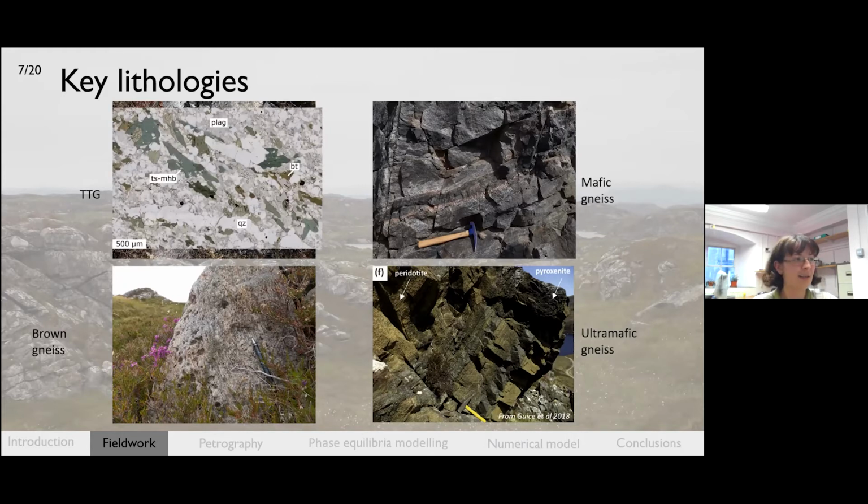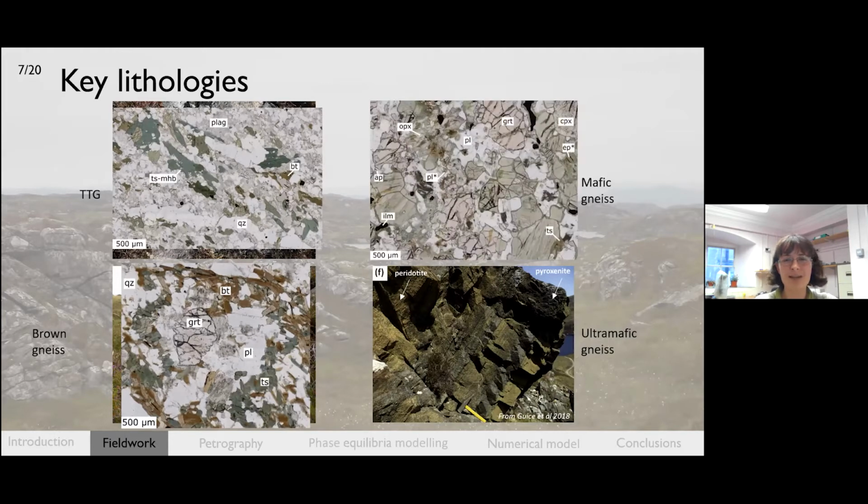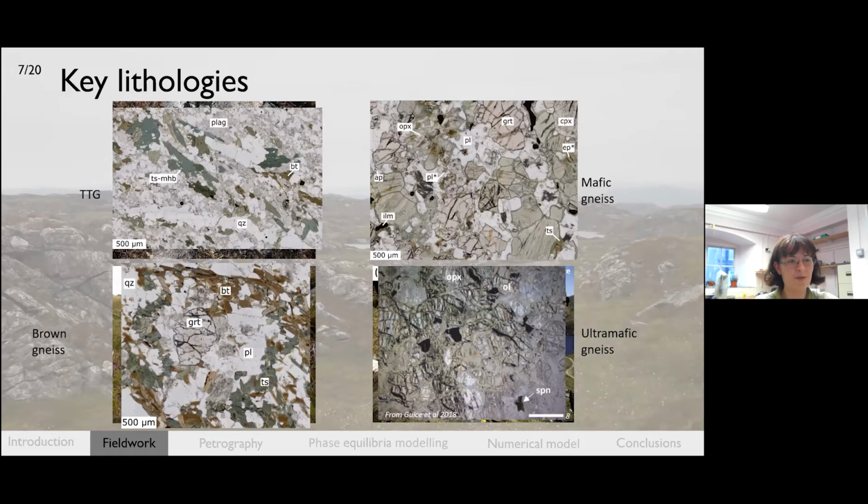This is our granite-like rocks. They're light coloured and they mainly contain quartz and feldspar with minor amounts of some more mafic minerals. Our brown gneiss contains some garnet and some biotite, still quite a lot of quartz and feldspar. And then as we move into our mafic gneiss, we're mainly seeing garnet and pyroxene, still a little bit of feldspar. And then as we move into our ultramafic gneiss, we're basically just seeing olivine and pyroxene.